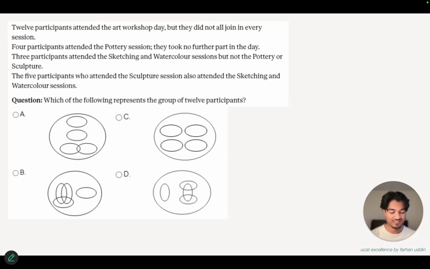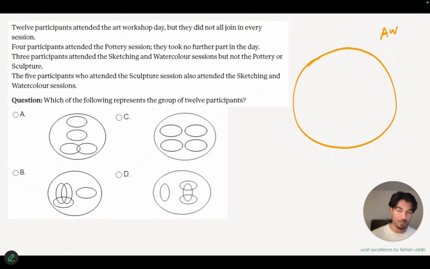So 12 participants attended the art workshop day. Okay, so people who attended art workshop, but they did not join every session. Cool. 4 participants attended the pottery sessions. They took no further part in the day. So the people who took pottery took no further part in the day. So I know pottery is going to be somewhere on its own. Pottery here. 3 participants attended the sketching and watercolor. So that's literally telling you there's an intersection between those two. So sketching and watercolor, but not the pottery or sculpture sessions.